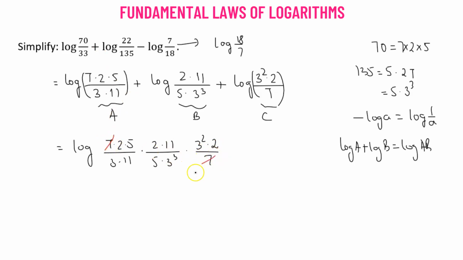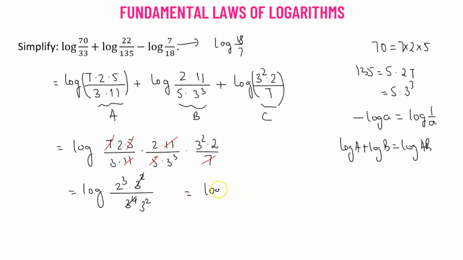So 7 and 7 go away. 11 and 11 go away. 5 and 5 go away. Now we are left with log of 2, 2, 2 repeating 3 times. So 2 cubed times 3 squared in the numerator, divided by 3 raised to the power of 4 in the denominator. So that means we can also cancel out 3 squared and 3 raised to the power of 4. So that will be 3 squared in the denominator.